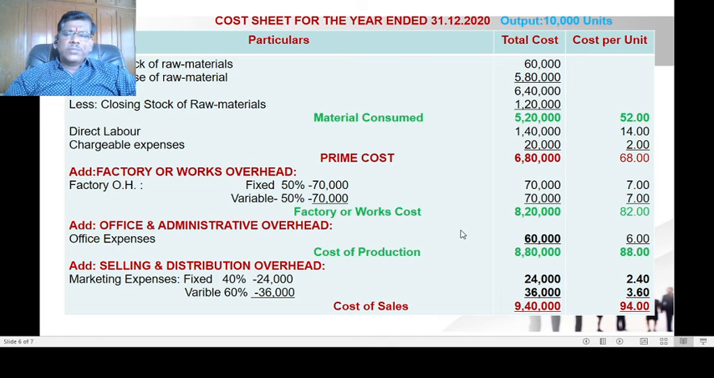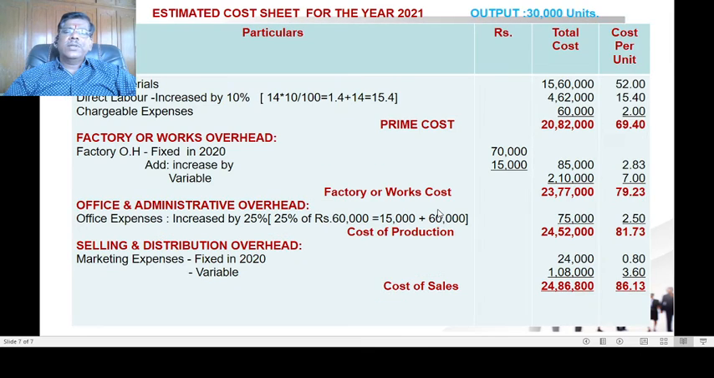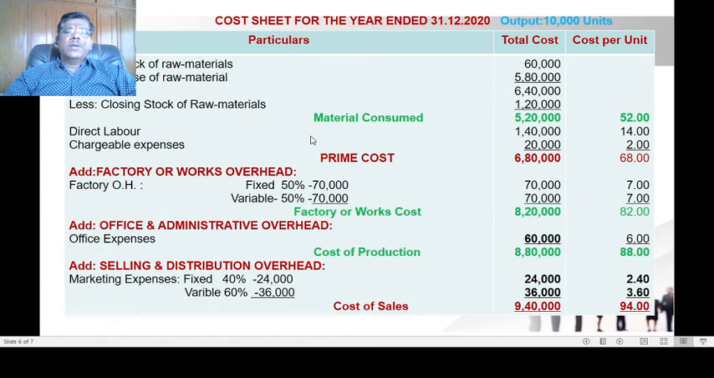On the basis of this information and the base information, you can calculate the estimated cost sheet for the output of 30,000 units in the year 2021. Then you have to make 4 columns here: particulars, inner column, total cost and cost per unit. Direct material per unit cost is 52 rupees.